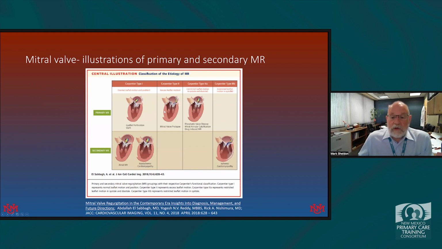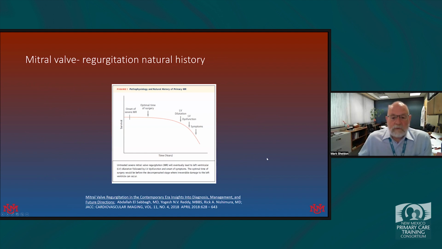This is a cartoon that you can look at a little bit later. Basically, the upper ones here are primary MR, the lower ones are depicting secondary MR causes. And this is a good slide to pause on, and particularly, this could probably be a curve in any valvular disease. We really want to try to decide what the optimum timing for the replacement or repair or whatever is going to happen.